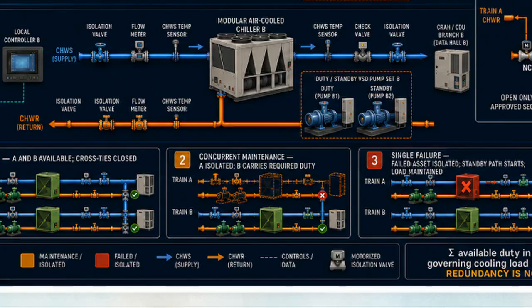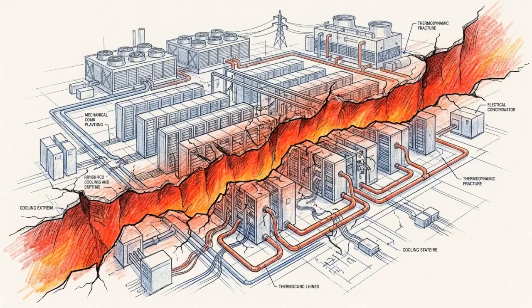In this concurrent maintenance scenario, Train A has been isolated and drained for service, indicated in orange. Because the failure domains are independent, Train B remains online and automatically ramps up its output to carry the facility's required thermal load. The greatest threat to this independence is a common mode failure.